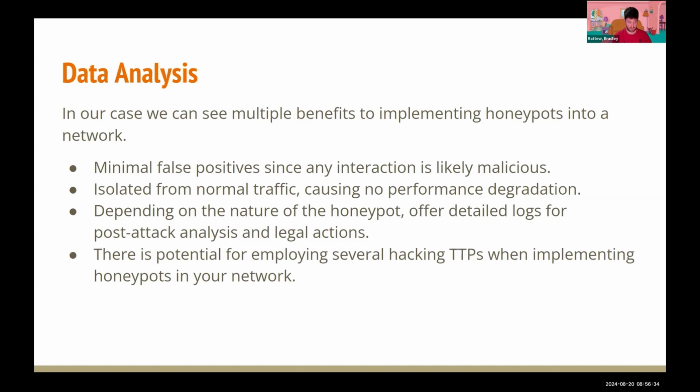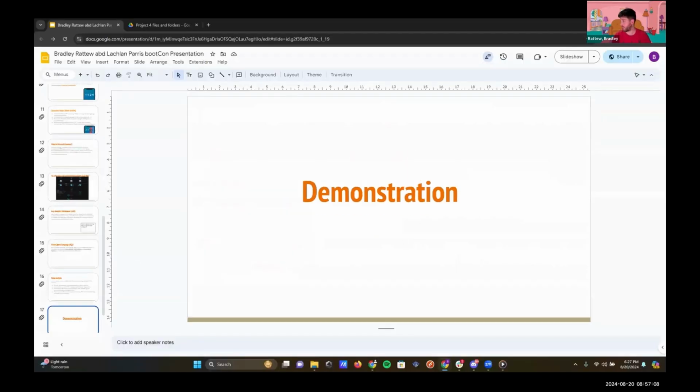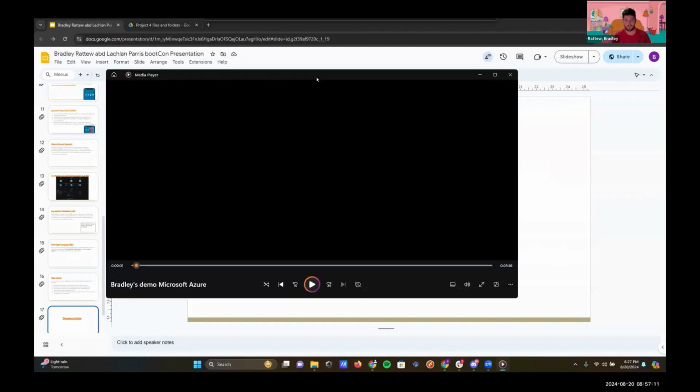Data analytics. In our case, we can see multiple benefits to implementing honeypots into a network. Minimal false positives since any interaction is likely malicious. Isolated from normal traffic, causing no performance degradation. Depending on the nature of the honeypot, offer detailed logs for post-attack analysis and legal action. There is potential for employing several hacking TTPs when implementing the honeypots in your network. So now I'll quickly go over to a demo, going through just some search queries in our dashboard.